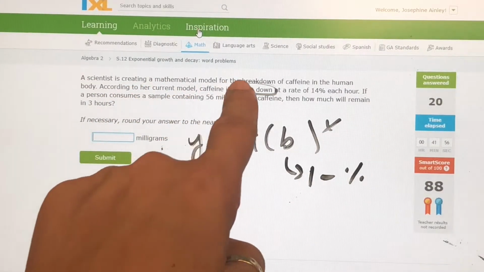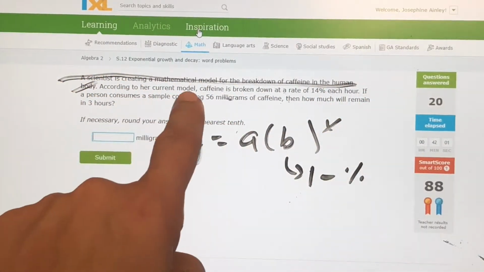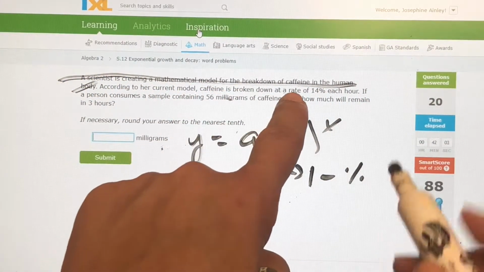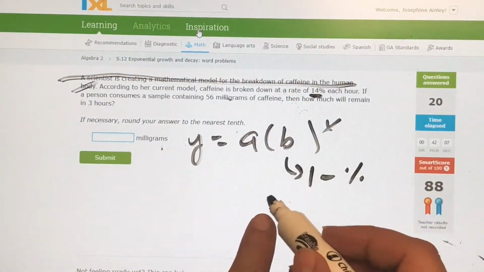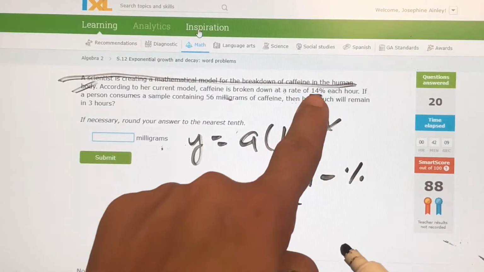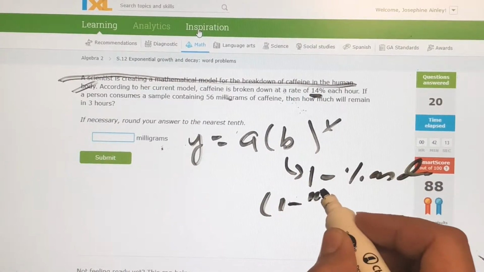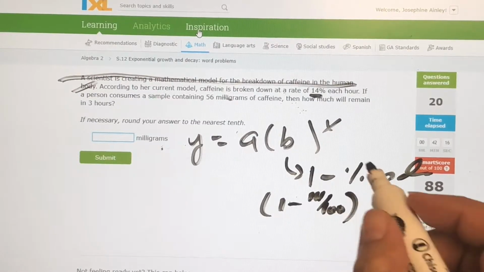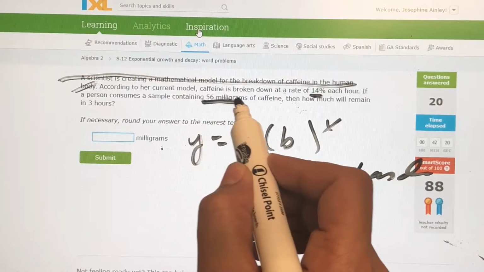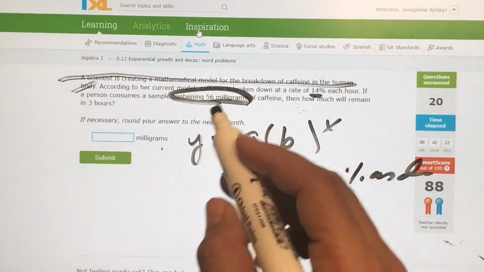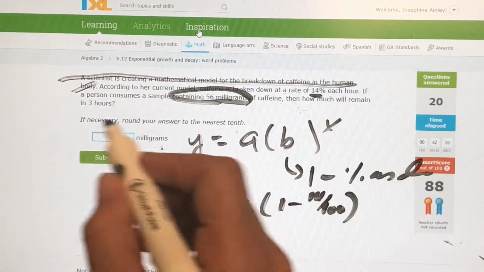Scientists are creating a mathematical model for breakdown of caffeine in the human body. I don't care that you're doing all that. According to your current model, caffeine is broken down at a rate of 14%. So that's how much it's decreasing. So that's going to be my B. So 1 minus. And how do I write 14% as a decimal? I do 14 divided by 100. If a person consumes a sample containing 56 milligrams, so that's what you're starting off with, so 56, that's your A, how much will remain in 3 hours?